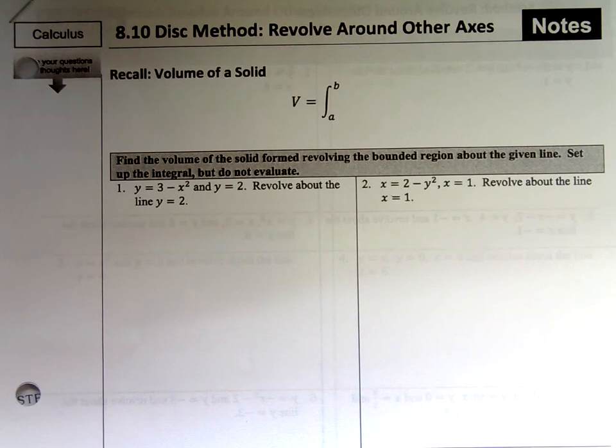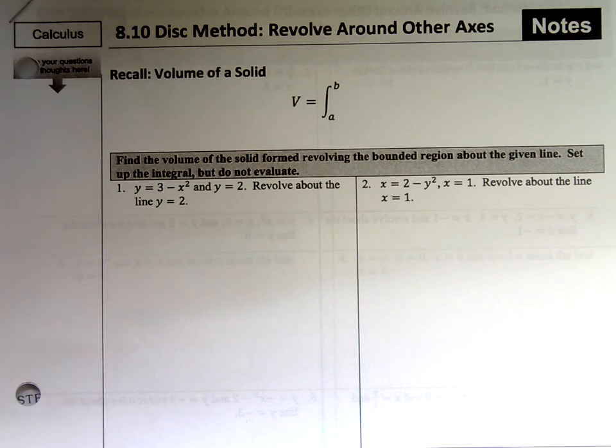All right, kids, we're looking at the disk method this lesson, and it's going to be revolved. The last lesson you were revolving it around the x and y axis. This is now going to be revolved around other axes, like a vertical line like x equals 1, or a horizontal line like y equals 2. We're going to be revolving around those. So the picture is going to be a little bit different for these.